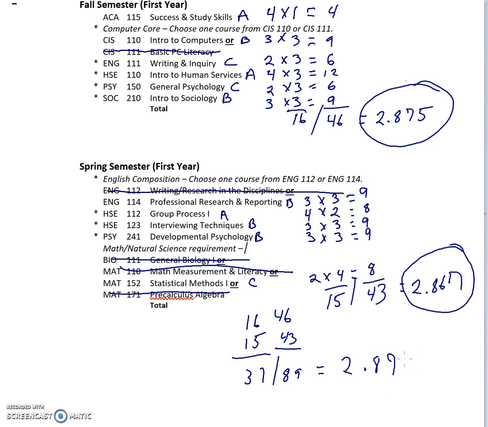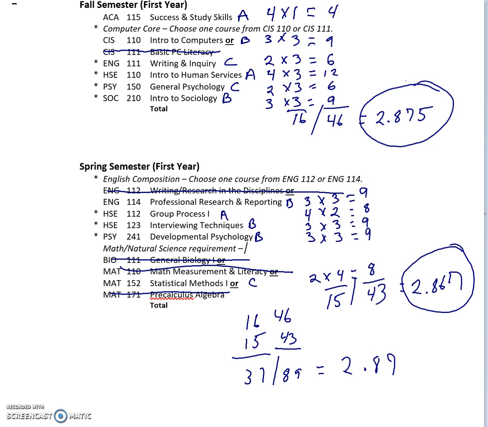In this example, since the GPAs were so close together, the GPAs did not differ very much. However, if you have one semester where you have a very high GPA and another semester where you don't do so well, you will see a larger difference in your cumulative GPA.